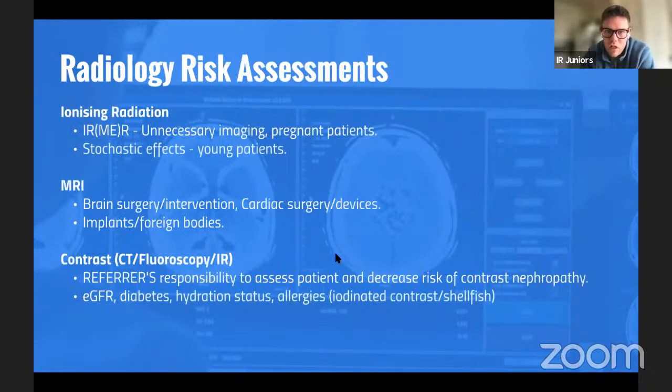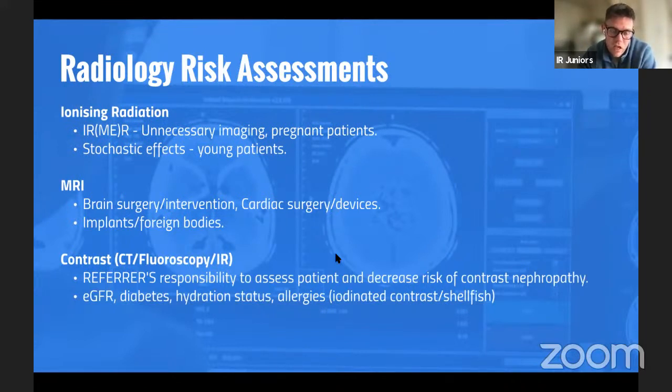So these are the important radiology risk assessments that I go through when I'm referring patients for scans. If it's ionizing radiation, so x-rays, CTs, interventional radiology procedures, PET-CT scans, nuclear medicine, you want to make sure that it's the right patient and the patient isn't pregnant. The stochastic effects are particularly important if you have a younger patient. So try to avoid CT scans where possible in younger patients, and think about other modalities such as ultrasound and MRI, which may be useful. And if you're not sure, ask your team. That's one of the main points I want you to take away from this evening.